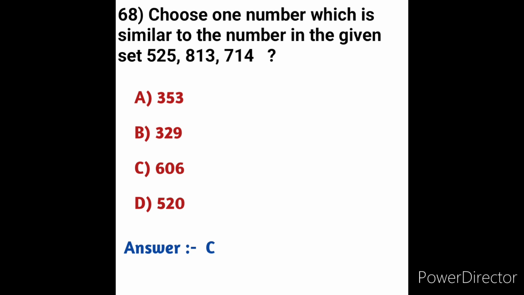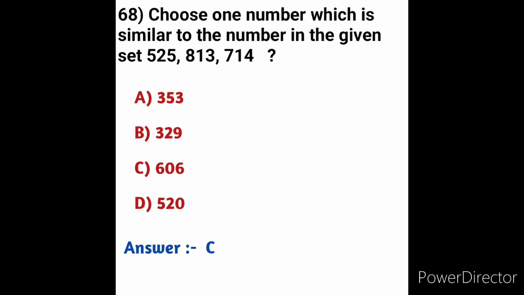525, 813, 714. We will see the options here. Option A 353, option B 329, option C 606 and option D 520. Here option C is the correct answer. Why? Here in this question, just clearly observe, friends, 525. Actually we have to know what the number series is. Here they have given actually 12.